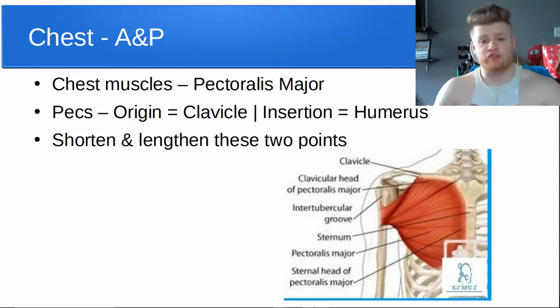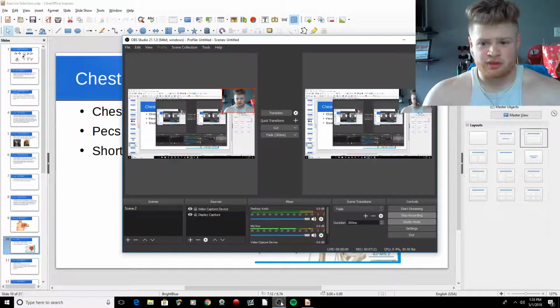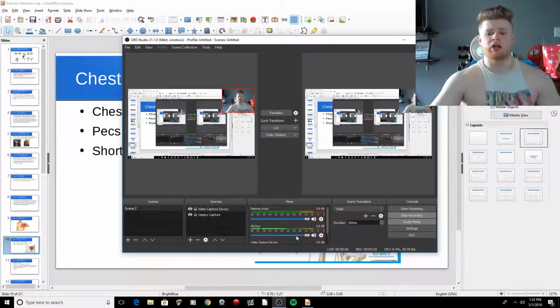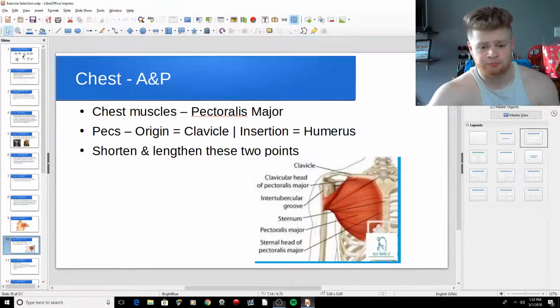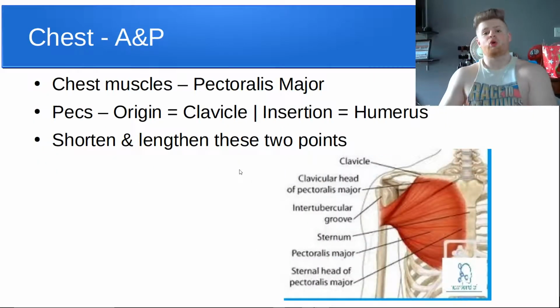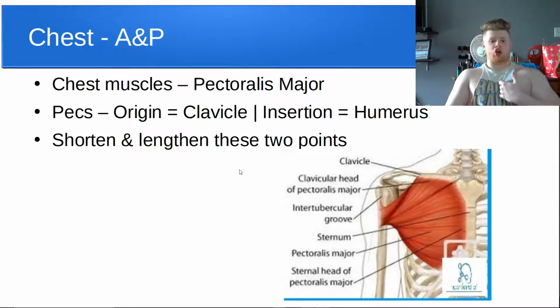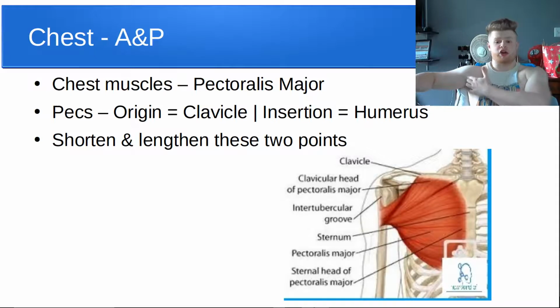Now, the origin of the chest muscles is going to lie right. I'm going to back out of this because I want you guys to be able to know what I'm talking about: the origin and the insertion of the chest muscles. Let's see, start from current slide. So the origin and insertion of the chest muscles. Our origin is going to be right here in the clavicle, right in the middle of our body. And the insertion of the chest muscles, the pecs, is going to be right here in the humerus, right at the top of our arm, so to say.